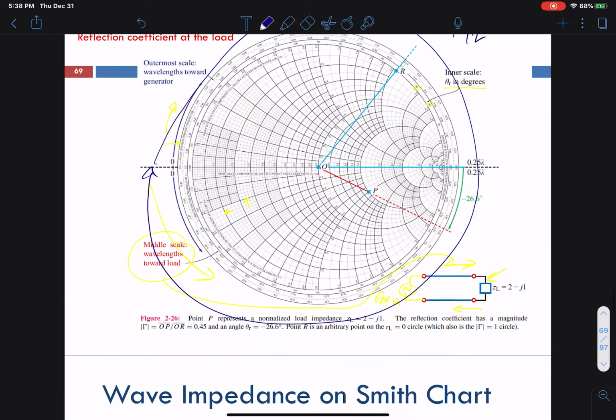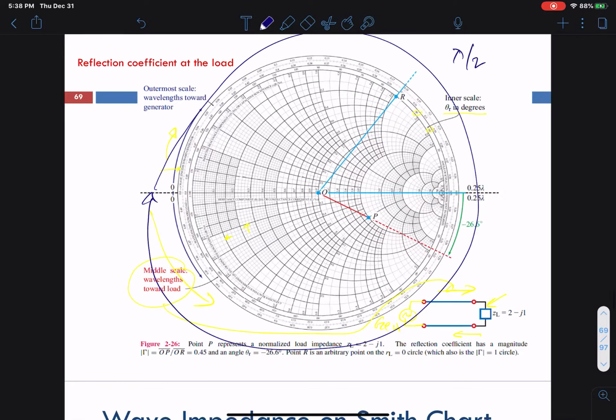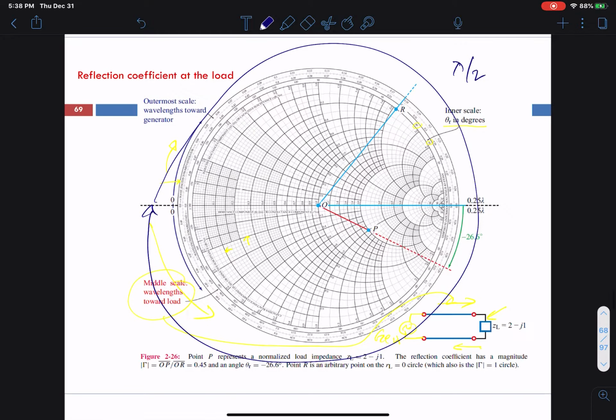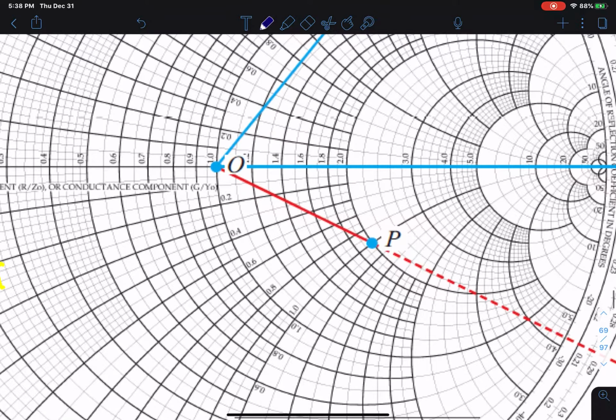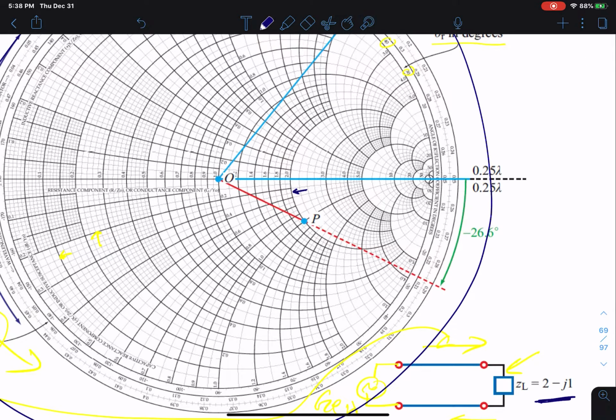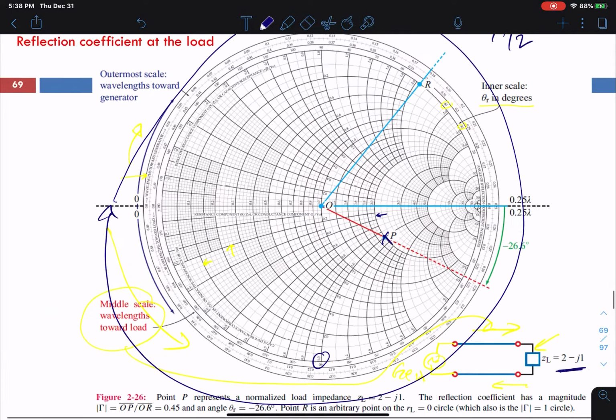How do you find the reflection coefficient? So let's say that you have a point over here. This is the normalized impedance 2 minus 1j. So I have to find that 2 minus 1j. So let's come back here. This is the real impedance. So there's 2 right here, and 2 minus 1j, minus means negative reactance. So that's negative 1 here. If you look at here, this is the one circle over here. So if I follow it, that's right. So I'm here. So that's my load, right?